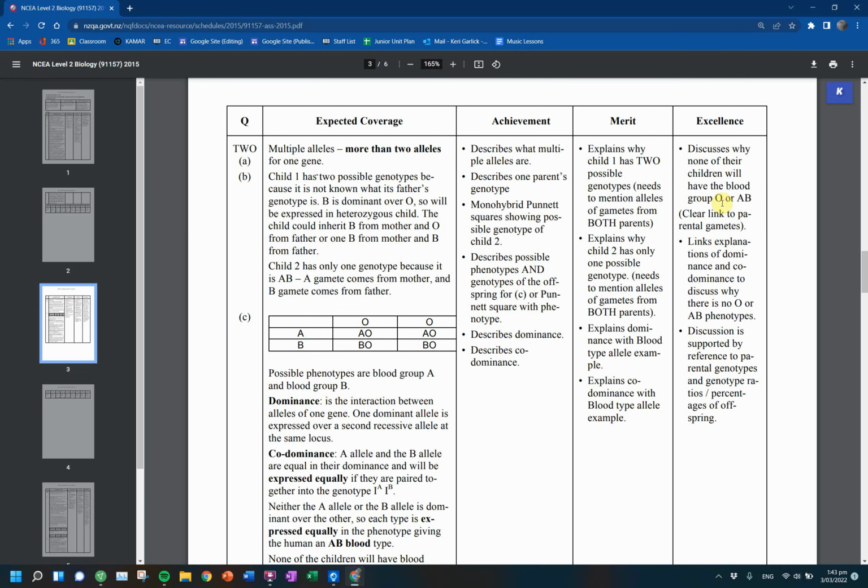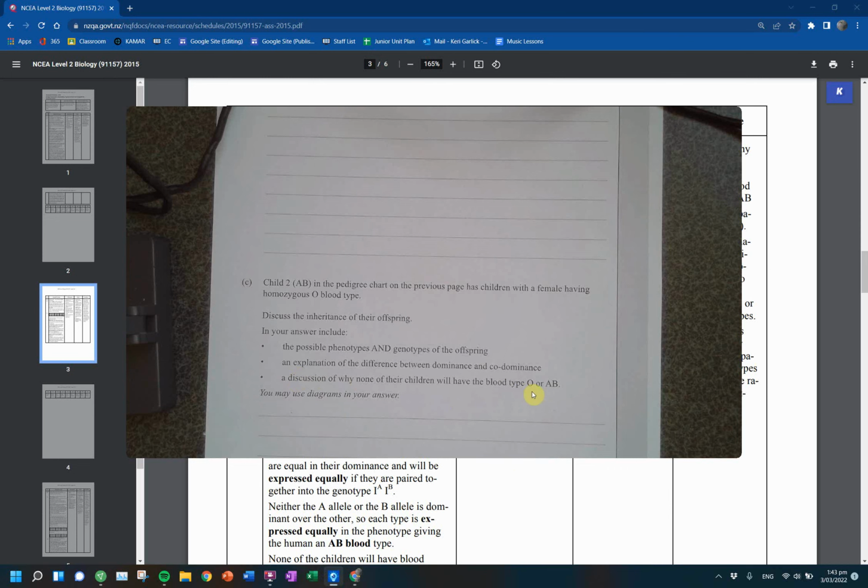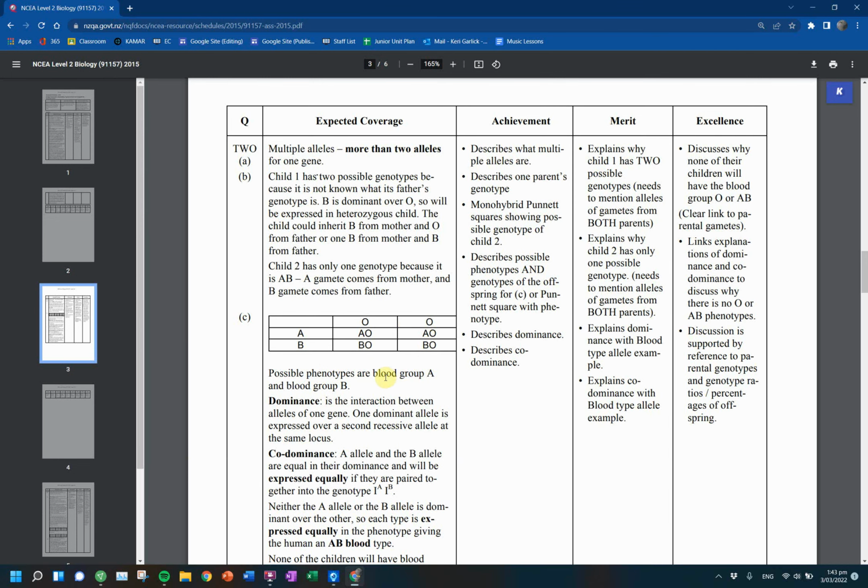So I'm guessing that must be part C, with the discuss why none of the children will have O or AB, and that's just looking at the Punnett square and explaining how you need to get an allele from each parent, and to be O blood type, you need to inherit 2 recessive alleles, and that's not possible with the AB blood type, because the AB blood type can only give an A allele or a B allele. And AB isn't possible because the O blood type can only give the recessive allele. So there's no way for the child to inherit an A or a B from this parent.